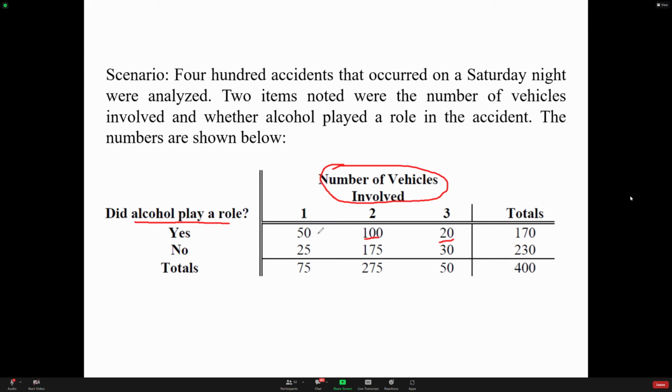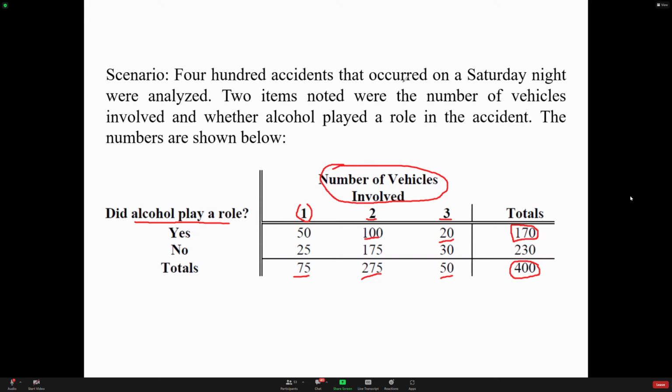The number of accidents involving 1 vehicle is 75. The number of accidents involving 2 vehicles is 275. Similarly, for 3 vehicles, the number is 50. So altogether, the total sample space is 400. Now, out of this, in 120 cases alcohol had a role to play, and in 230 cases there is no alcohol. So this is the scenario.